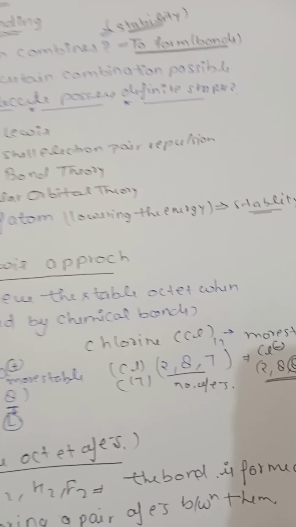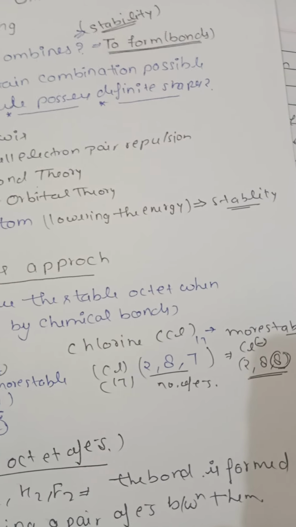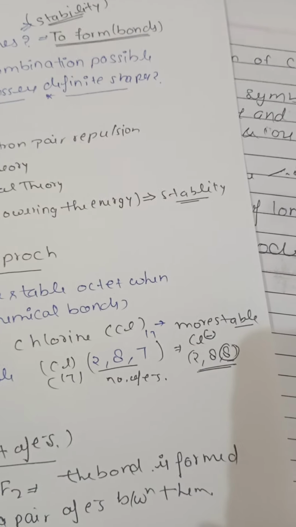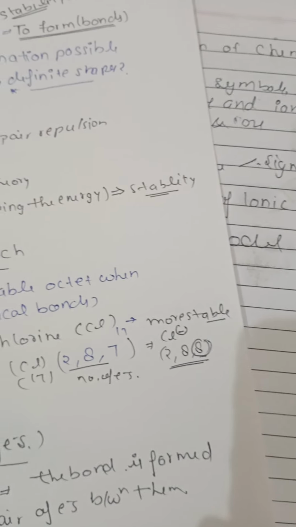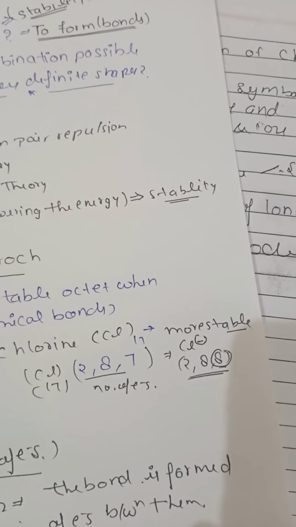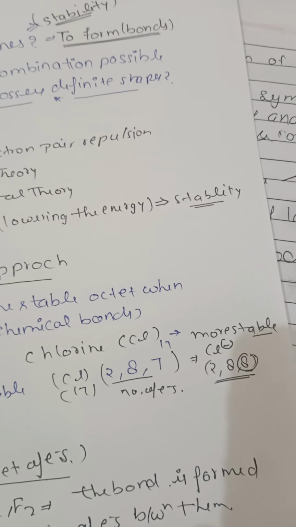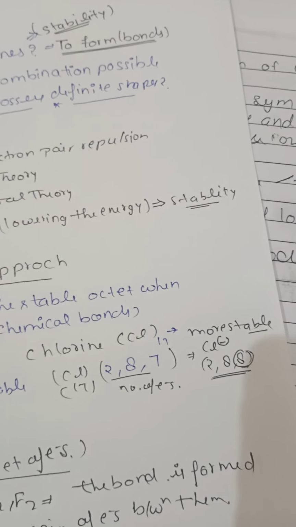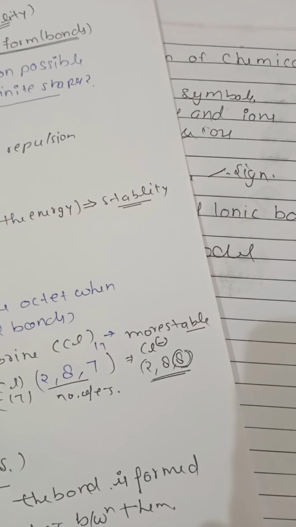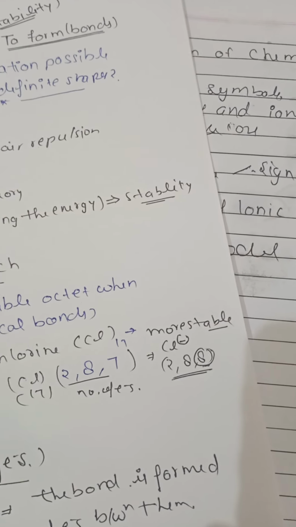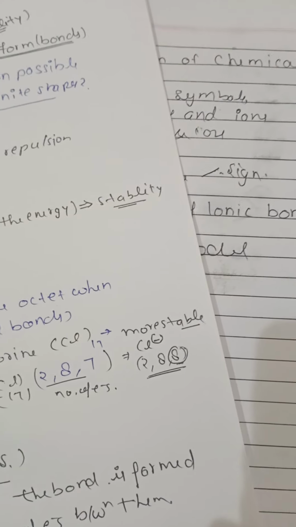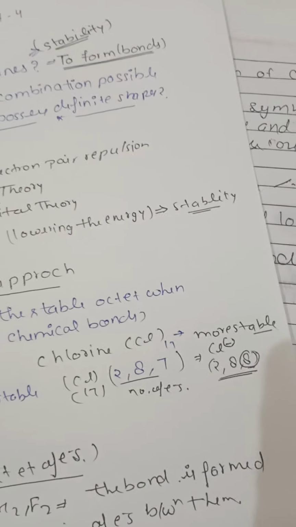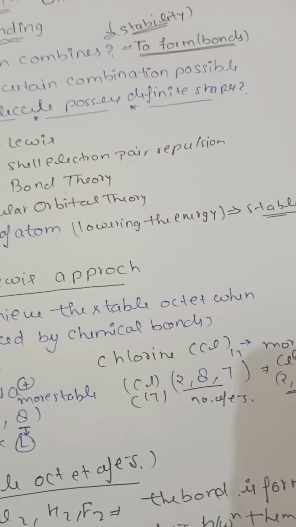In chlorine the atomic number is 17, so we have a total of 17 electrons, and in this we have 2, 8, 7. So the outermost shell has 7 electrons, but the Cl- has 2, 8, 8. That means 8 electrons in the outermost shell. So it follows the octet rule to become more stable. So the Na+ and Cl- combine together to form the NaCl molecule.